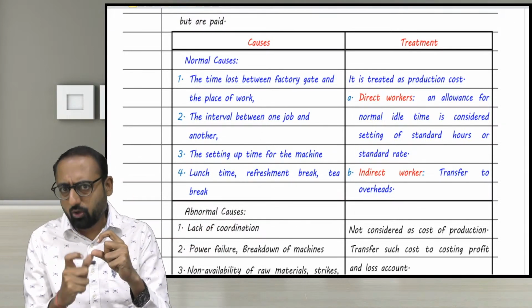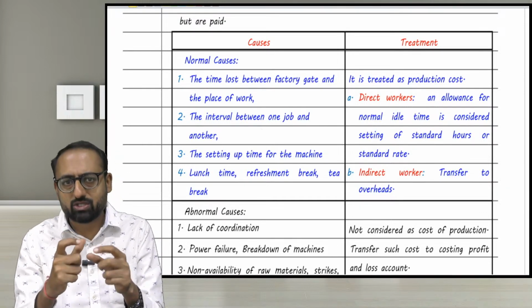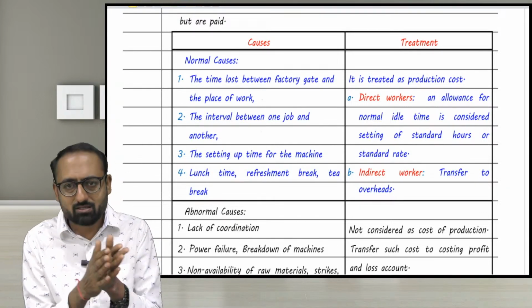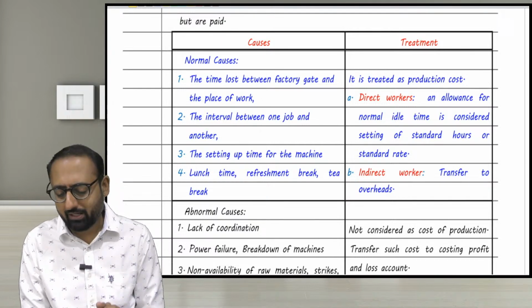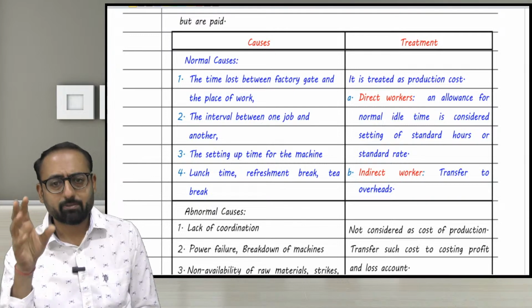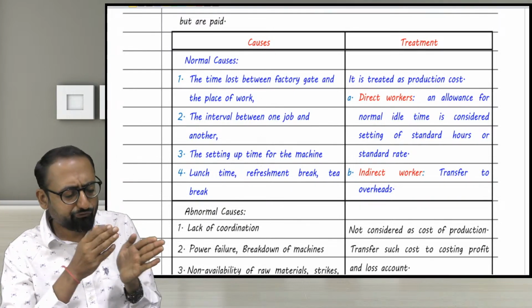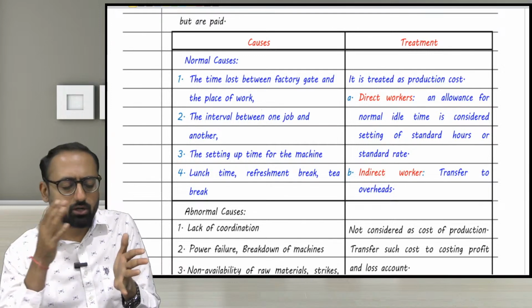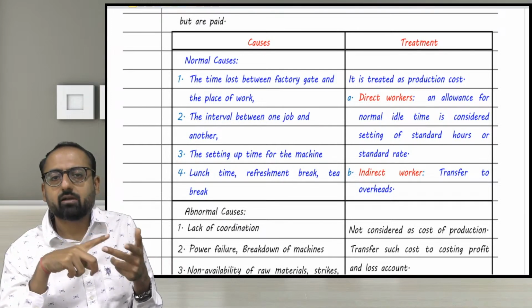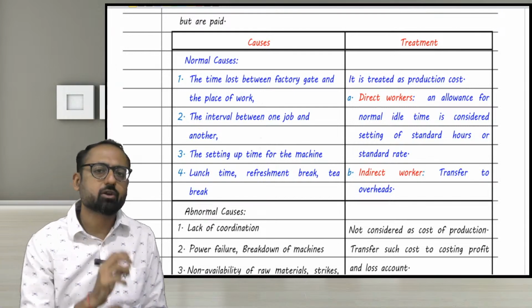So in the production department, the time gap between two activities or two production processes is normal idle time. So these are all normal: setup time, time between two batches, time from the factory gate to the production floor, tea break, lunch break, coffee break, refreshment break, fatigue break. These are all the reasons for normal idle time.